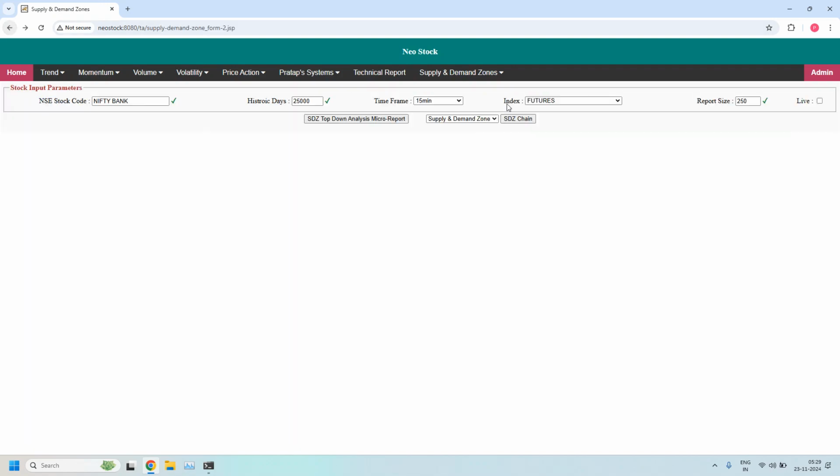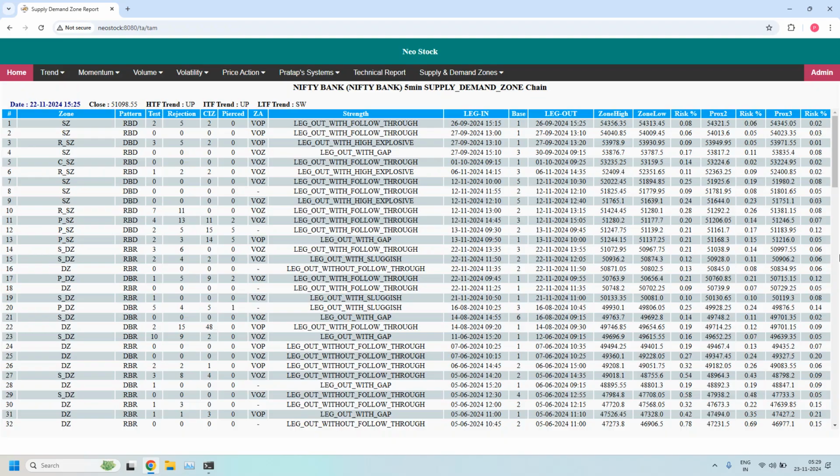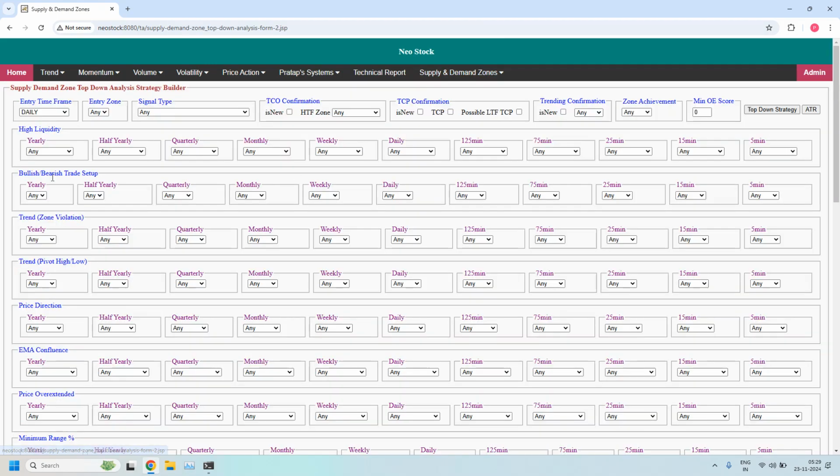And the last time frame is 5 minutes, generating 5 minutes supply demand zone chain for Bank Nifty. So this is about Bank Nifty supply demand zone chain. Next, let us generate bullish and bearish trade setups for monthly, weekly and daily income trades.